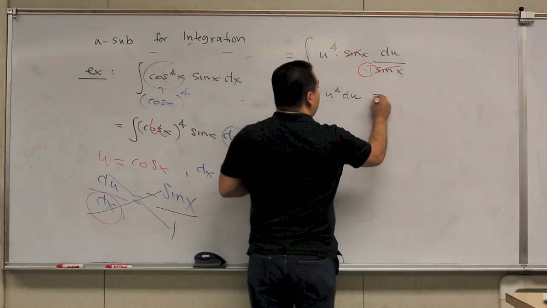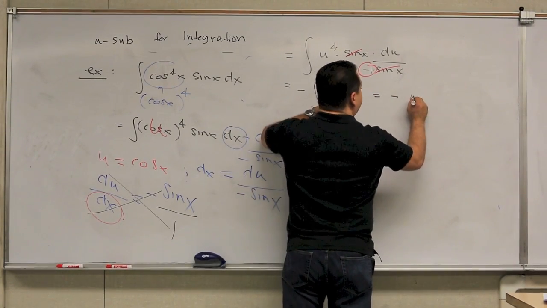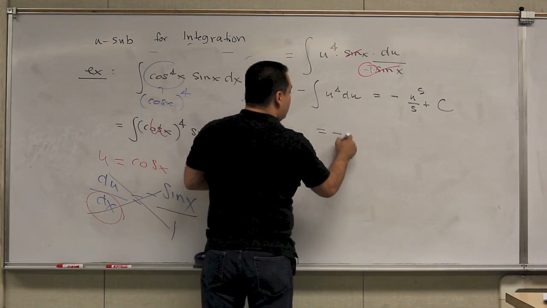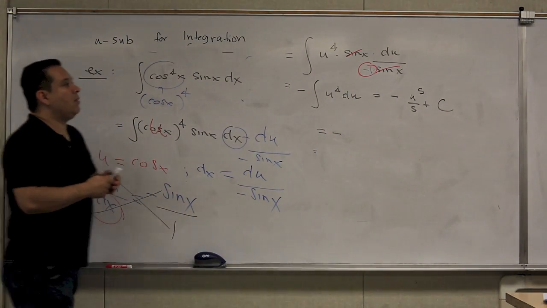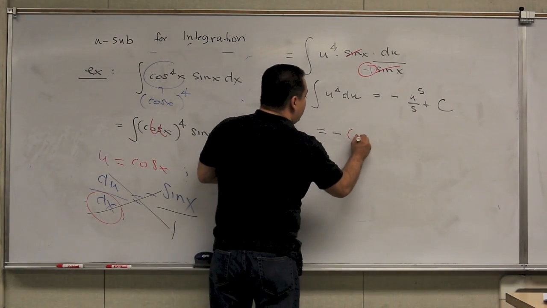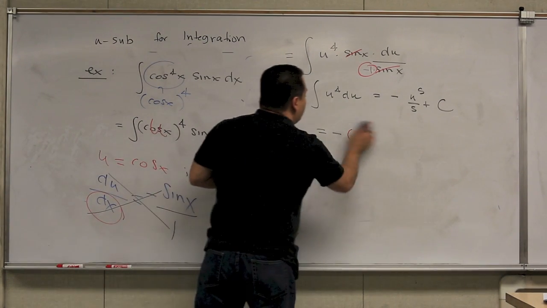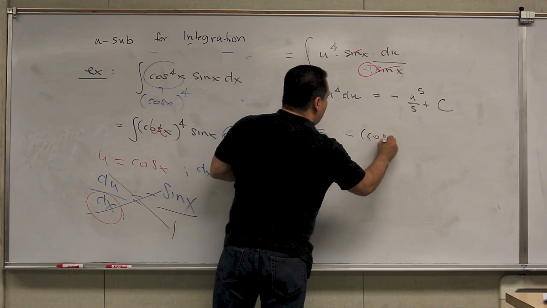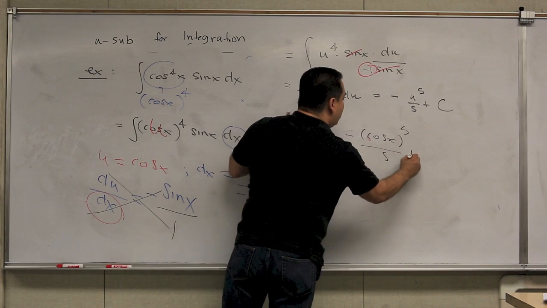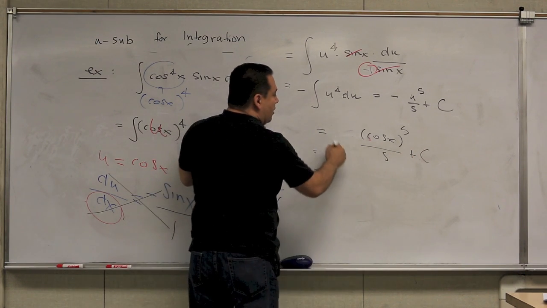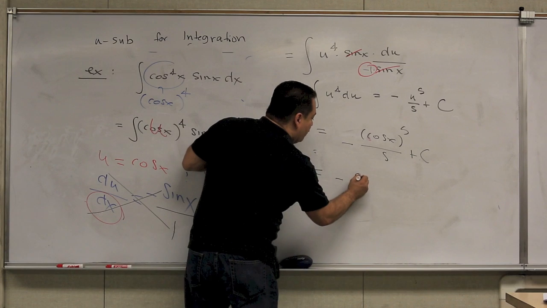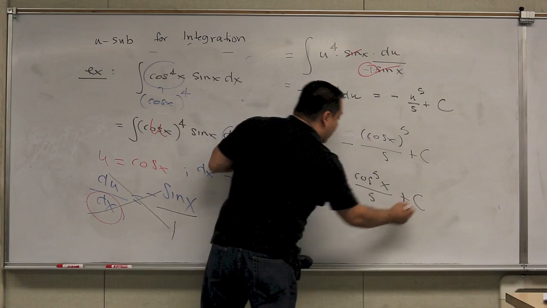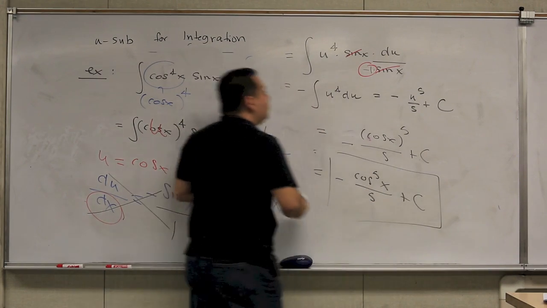And when you integrate this, what's the integral of u to the 4th? U to the 5th over 5 plus c. What is u anyway? What was u? U is cosine. So we replace my u with cosine now. And as a final answer, I get minus cosine x to the 5th power over 5 plus c. You integrated this by u substitution.